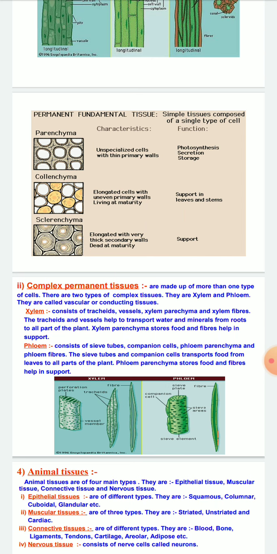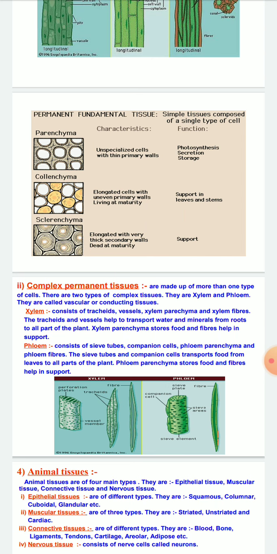And phloem consists of the sieve tubes, companion cells, phloem parenchyma and phloem fibers. So these are the various parts of the phloem. And the sieve tubes and the companion cells help in the transport of food from roots to other parts of the plant.